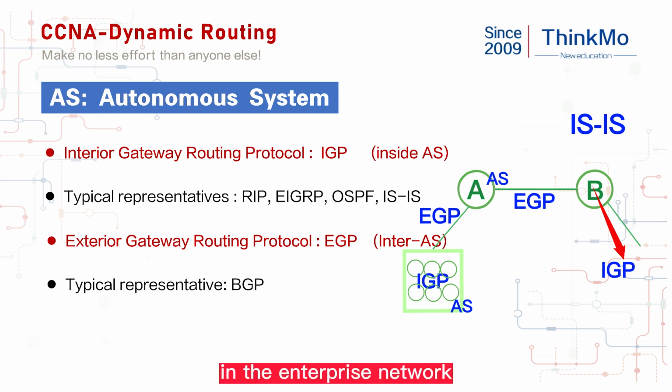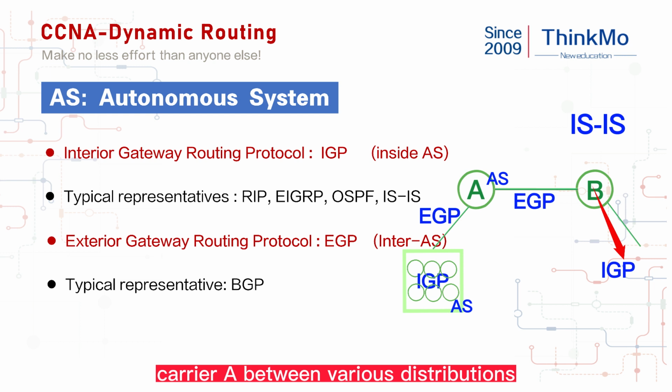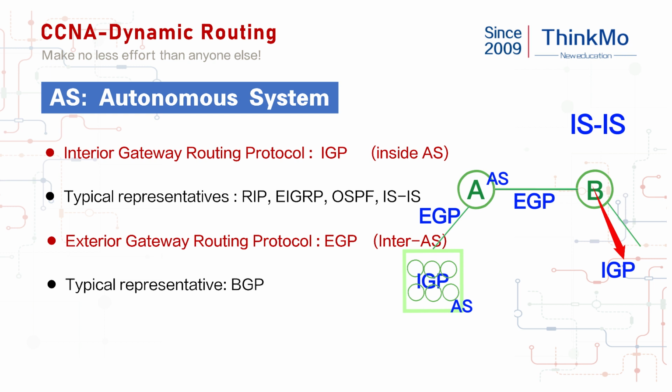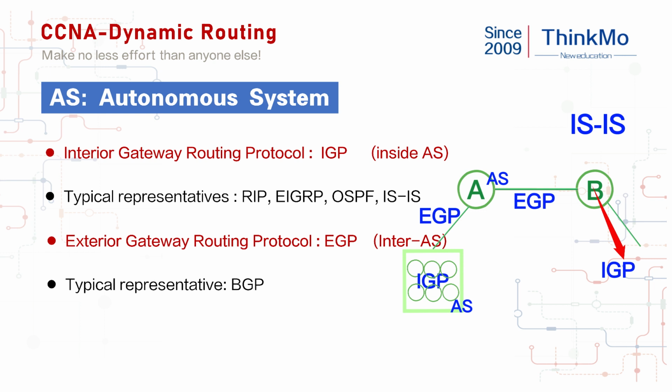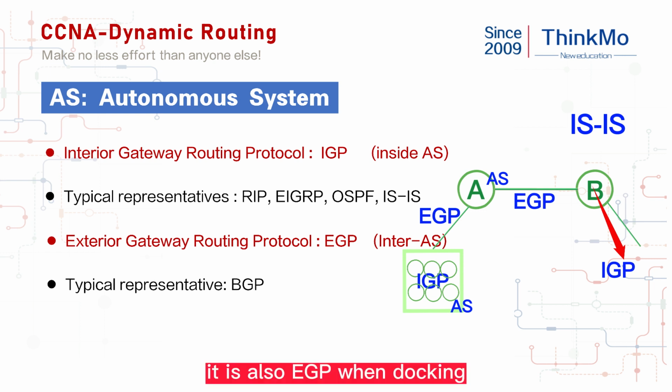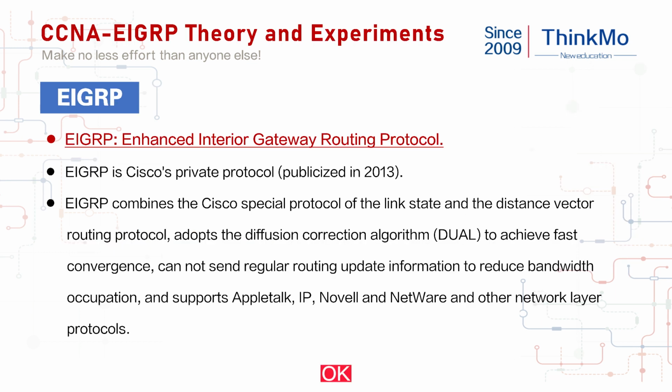In the enterprise network, you must first understand that within an autonomous system, we all use IGP. Carrier A is also an autonomous system. Of course, the various distributions of Carrier A are also different autonomous systems that run IGP. It is also EGP when docking. It's all the same. Okay.